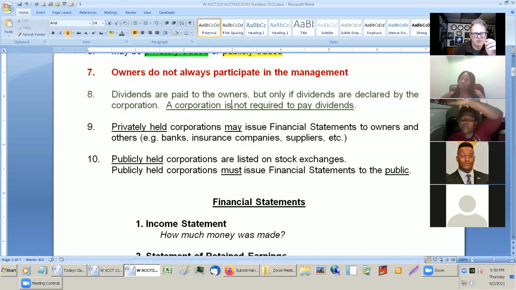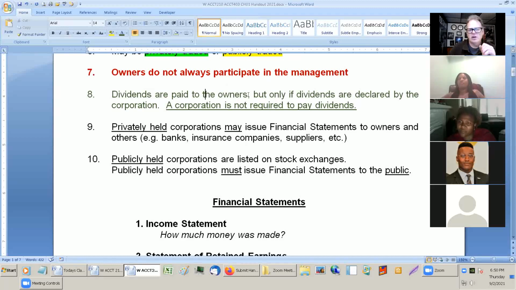Okay, so yes, sir. Please, I do not really get the last part. You said a corporation is not required to pay dividends, but who is? The corporation itself. This is how they pay the owners, through dividends. So you said they pay owners dividends, and then you said they are not required to pay dividends. I don't really get it, please.